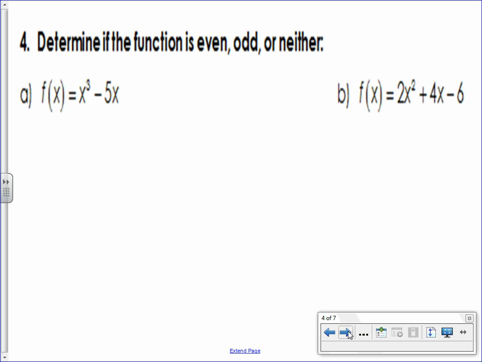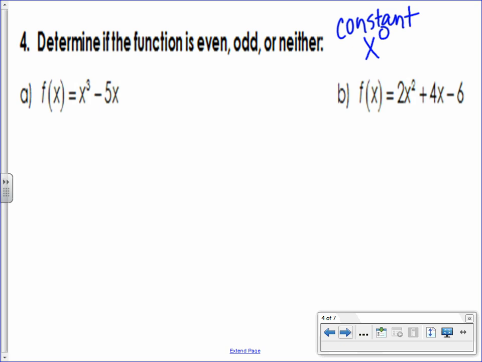Okay, even, odd, and neither. This is what we did yesterday. Remember, if it is odd, then it's got to have all odd exponents. If it is even, then it's going to have all even exponents. One thing we have to remember is if you have a constant, remember that little dog that was barking at us? If we have a constant, then that's really x to the 0.